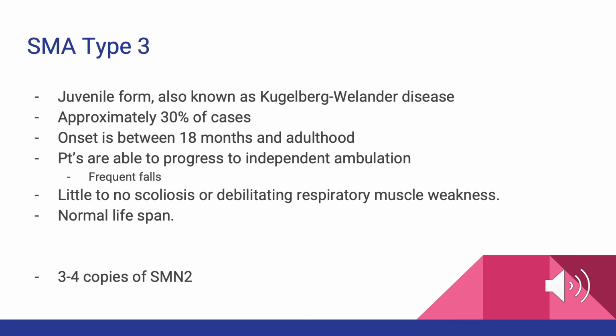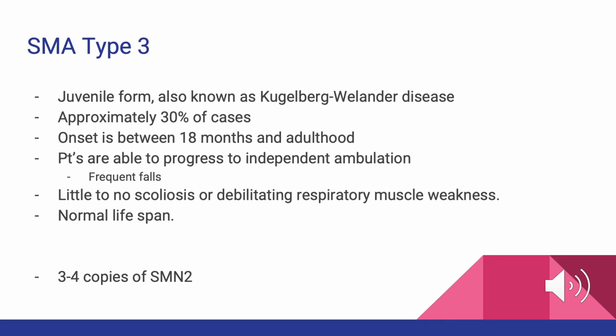Kugelberg-Welander disease, or SMA type 3, is the juvenile form of SMA. It is one of the more common types of SMA, as it accounts for approximately 30% of all cases. Now, the age of diagnosis is about 18 months to adulthood, and these patients will experience the common symptom of proximal weakness that affects the lower extremity more than the upper extremity.